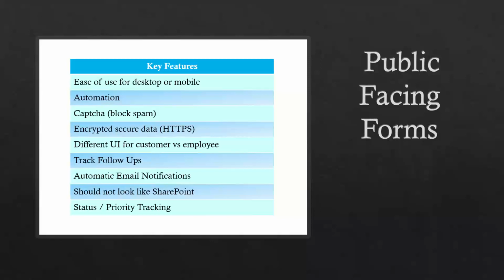We want to do tracking. Obviously, you don't want anything to fall through the cracks. You want to be able to track status and priority and make sure each of these requests has been attended to and you can route them properly. I mentioned email notifications already. We don't want this to look like SharePoint. I think you all know what I mean. When you're in SharePoint, it has a particular kind of look and feel.